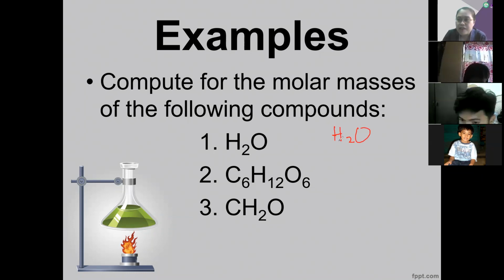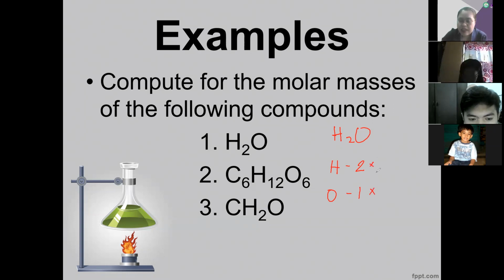We'll just have to identify the elements found in the compound. So syempre we have hydrogen and oxygen in water, and we have to identify how many atoms are present. Now for hydrogen, the 2 here, this one is called the subscript that refers to the number of hydrogen atoms present in water. So all in all, we have 2 atoms of hydrogen, while for oxygen, if you cannot find a subscript sa baba, then automatic that is 1.